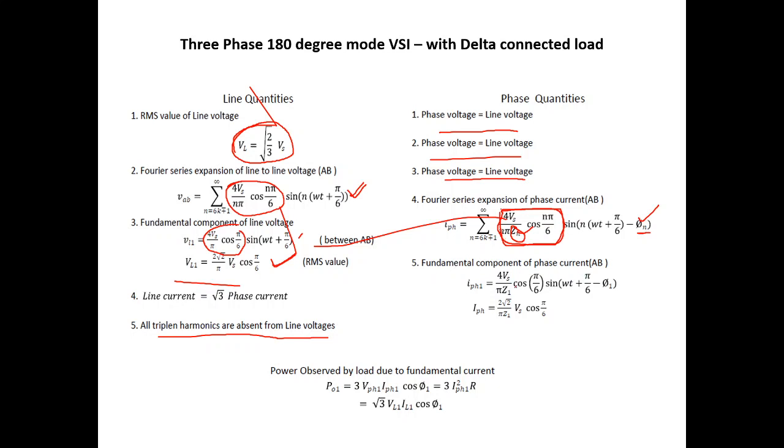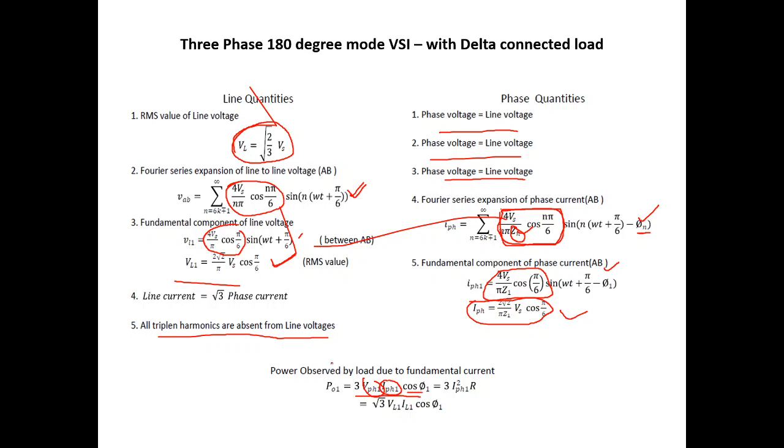Fundamental component of the phase current: simply substitute n equal to 1, and you would get that. The RMS value of the fundamental phase current is equal to the peak value of the fundamental component divided by root 2. Power absorbed by the load due to the fundamental component only is equal to 3 times the power due to each phase, that is, phase voltage RMS value times phase current RMS value times the cosine of the angle between phase voltage and phase current corresponding to the fundamental component only.